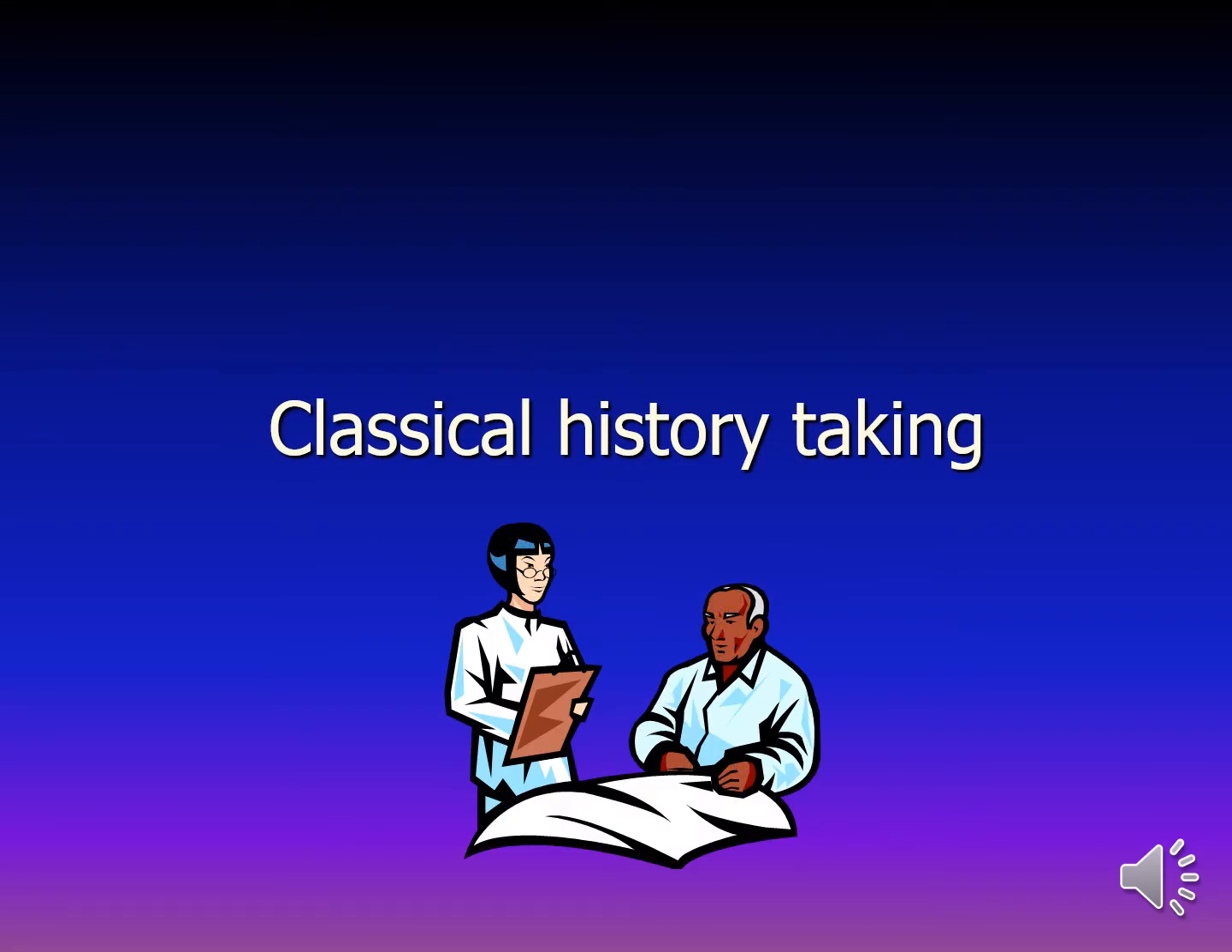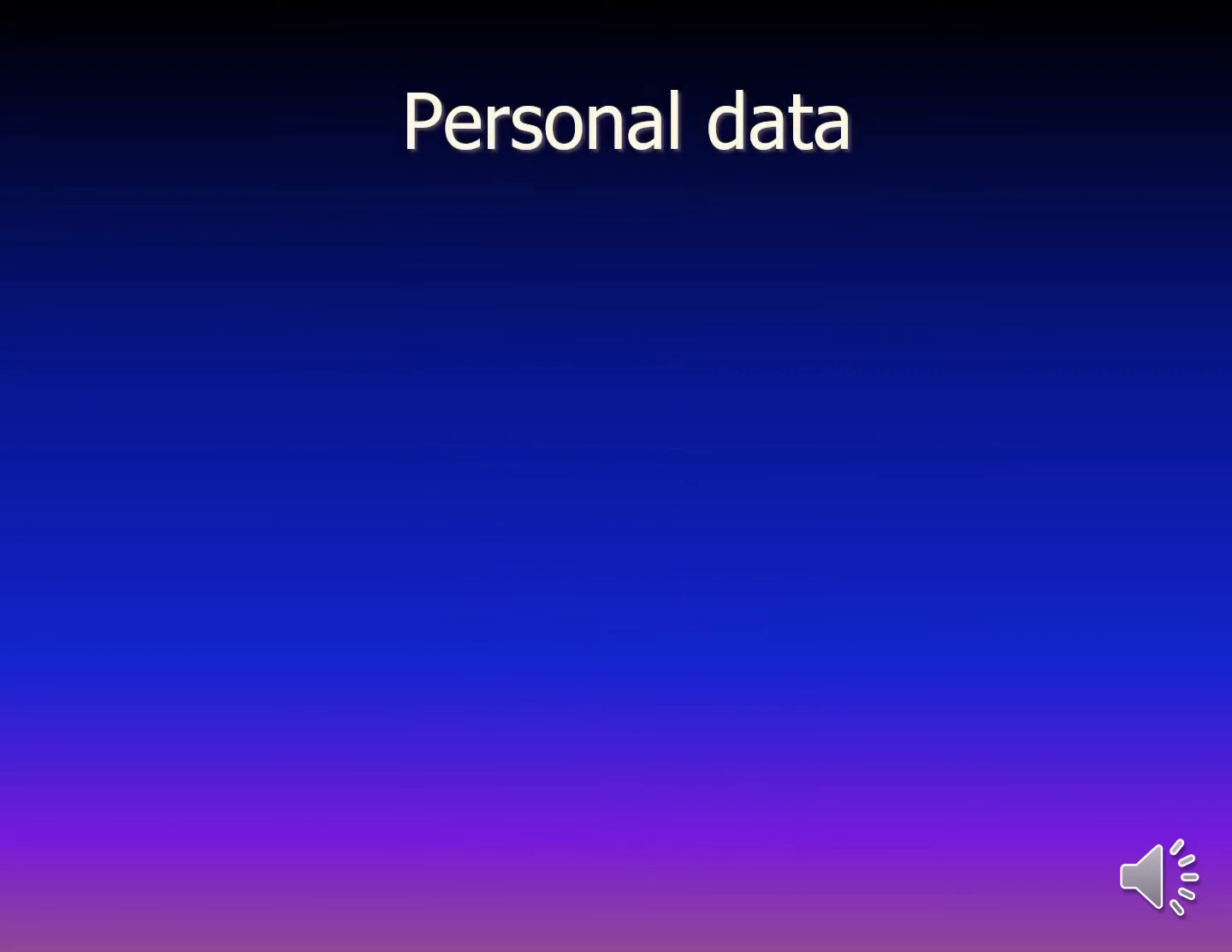All that we said before is the introduction. Now we will start our detailed lectures about classical history taking. I think this is repeated, but I will go through it fast. The name is important because it has to be full, four names at least. It has to be accurate.